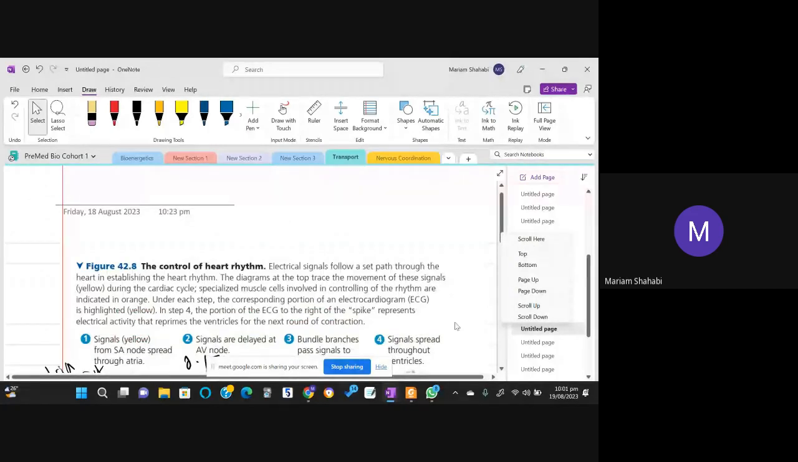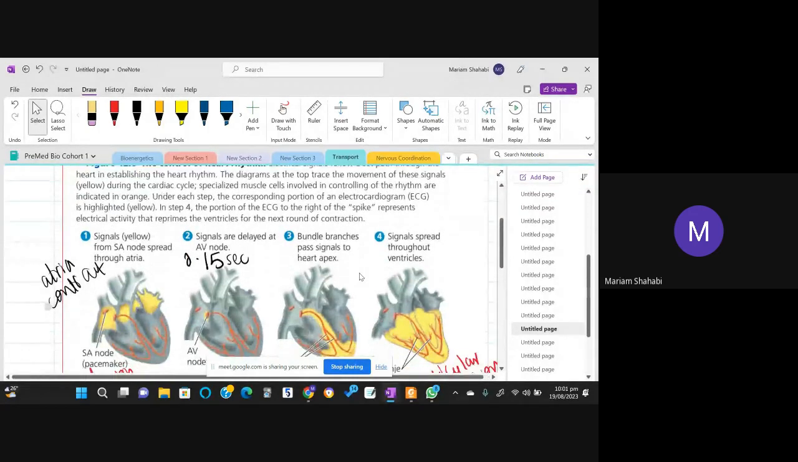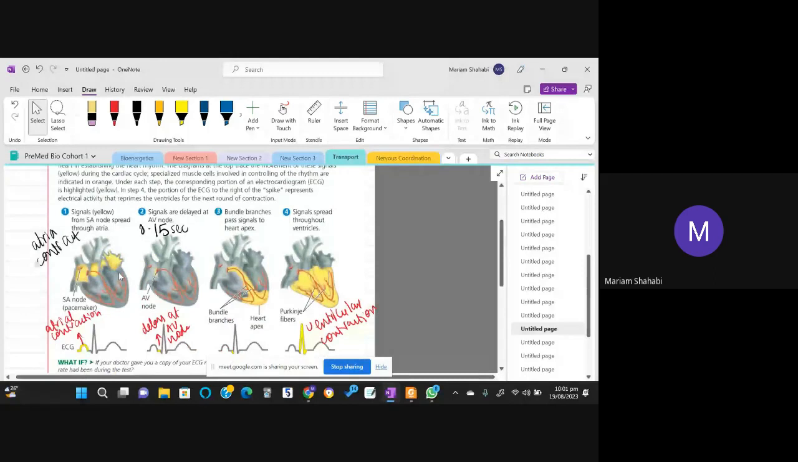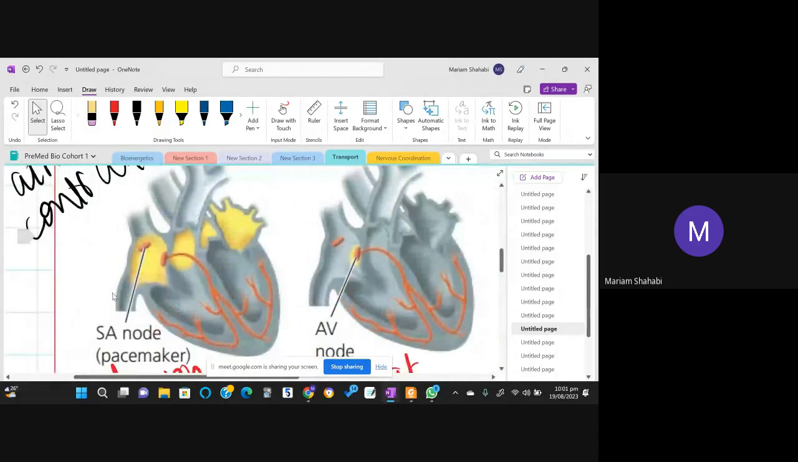Control of heart rhythm. Electrical signals follow a set path through the heart in establishing the heart rhythm. Okay? So, let's see. So, this is the SA node. एक part है SA node, this is the SA node and this is the AV node. जैसे sinoatrial node है वैसे एक atrioventricular node है.